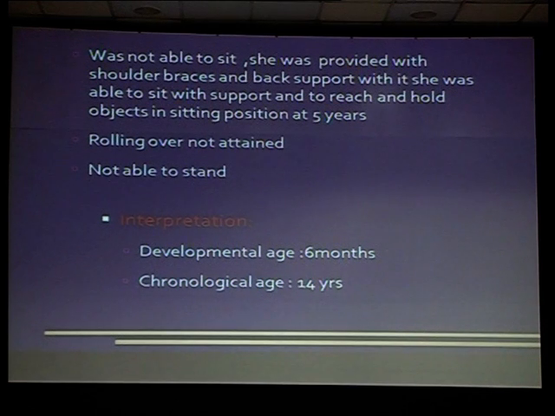The child was not able to sit, so she was provided with shoulder bases and back support, with which she is able to sit with support and reach and hold objects in a sitting position at 5 years. Rolling over is still not attained and she is not able to stand. The interpretation of the gross motor domain is a developmental age of 6 months with a chronological age of 14 years.